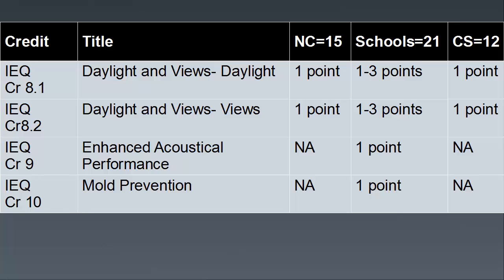IEQ credit 9 and credit 10 have to do with schools only. Notice that daylight and views having to do with daylighting, and there's daylight and views that have to do with actually line of sight and views, and these are both more heavily weighted for schools as well. They've actually proven that kids perform better in buildings that have good daylighting and good indoor air quality. And it's true for adults as well.